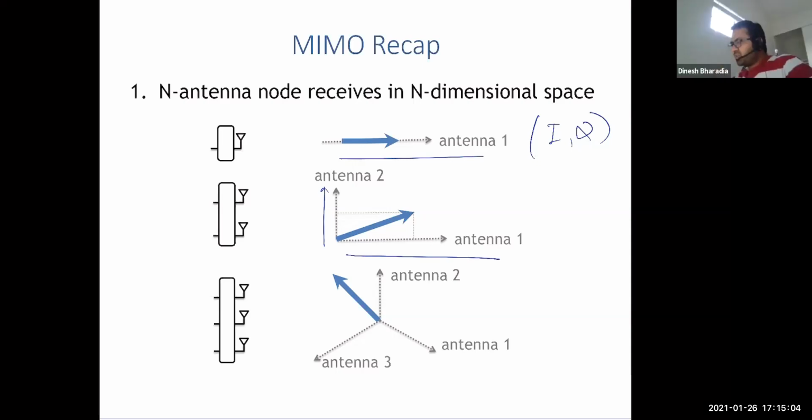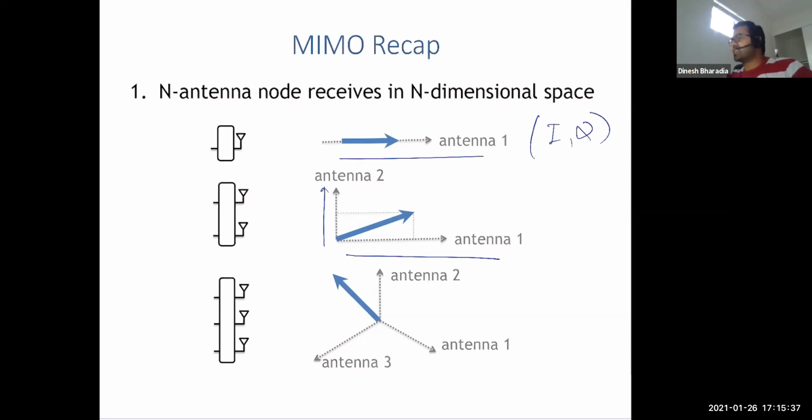So these are two independent things. People often confuse IQ with antenna space. They are two different things. One is the time or frequency domain, IQ, and the other is really the space domain. It's like two different spaces.